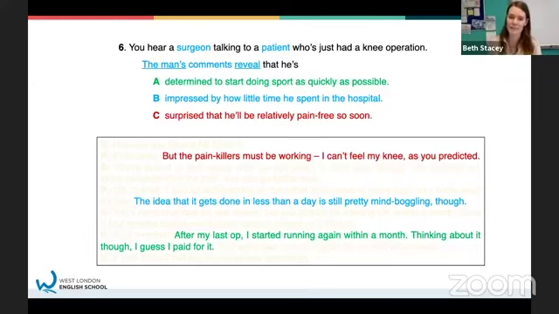Let's just check C. Surprised that he'll be relatively pain-free so soon. So he says the painkillers must be working, so painkillers and pain-free. And I can't feel my knee. But then he says, as you predicted. So he is going to be relatively pain-free, or he is pain-free now, but he says, as you predicted. So he is not surprised. So our answer has to be B. He's impressed because it is mind-boggling.